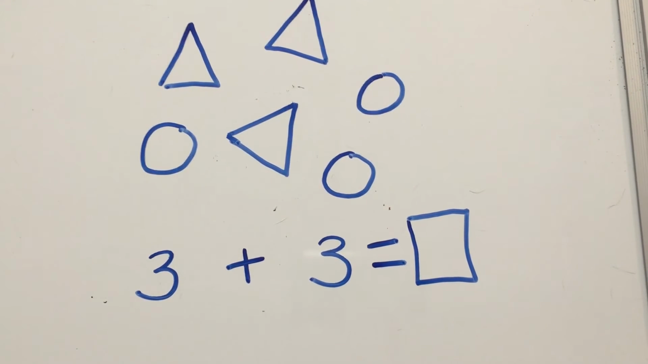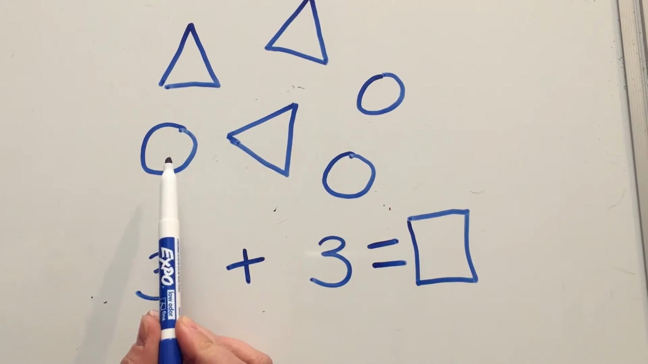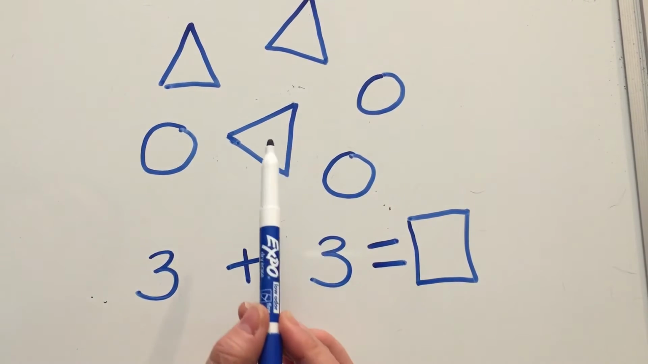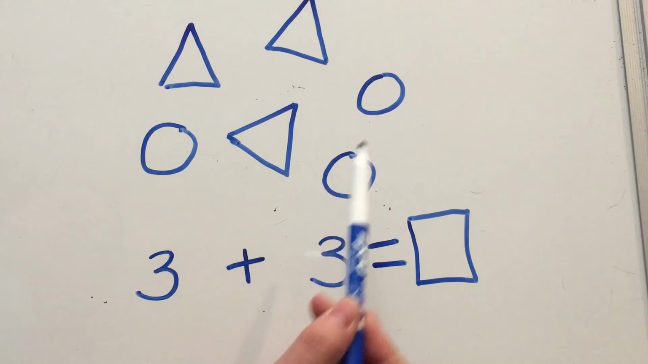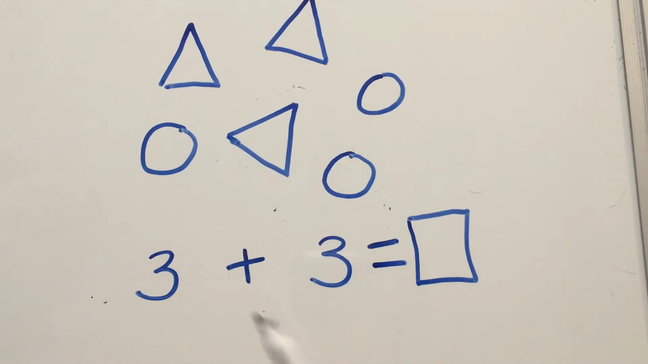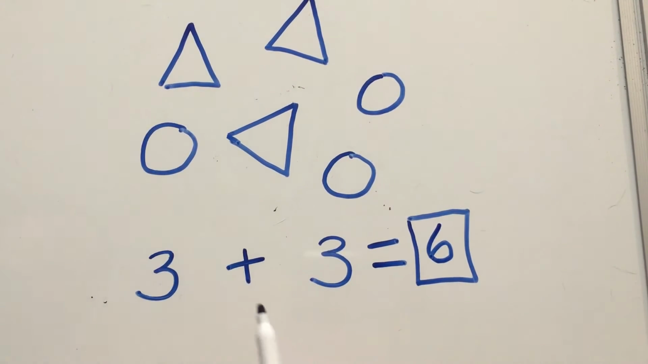All right, 3 plus 3 equals. We could count them. We could start with our 3 circles, 1, 2, 3, and then count 3 more. 4, 5, 6. 1, 2, 3, 4, 5, 6. So that means 6 is our total, our unknown number. 3 plus 3 equals 6.